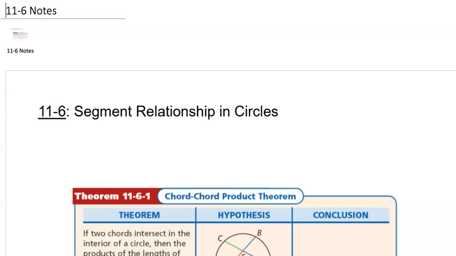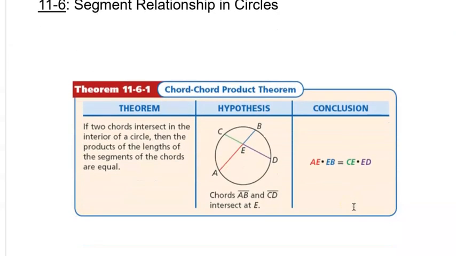but we're going to be focusing more on the segments or the portions of the chords, or secants or tangents, instead of looking at the angles. So for example, we're going to look at this first theorem, the chord-chord product theorem. And here's what it says. If two chords intersect in the interior of a circle, then the product of the lengths of the segments of the chords are equal. Okay, so that's lots of words, but basically here's the little summary.